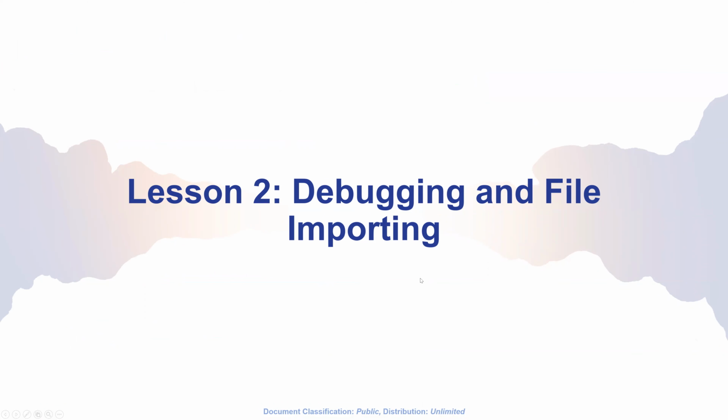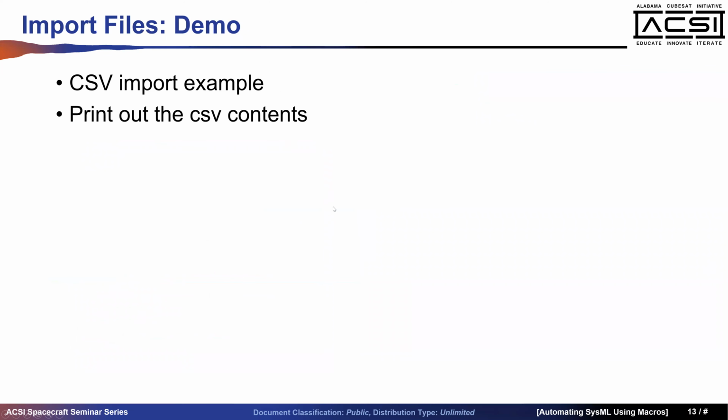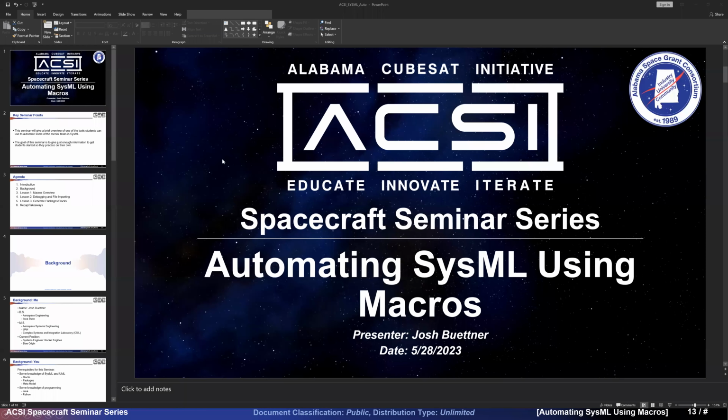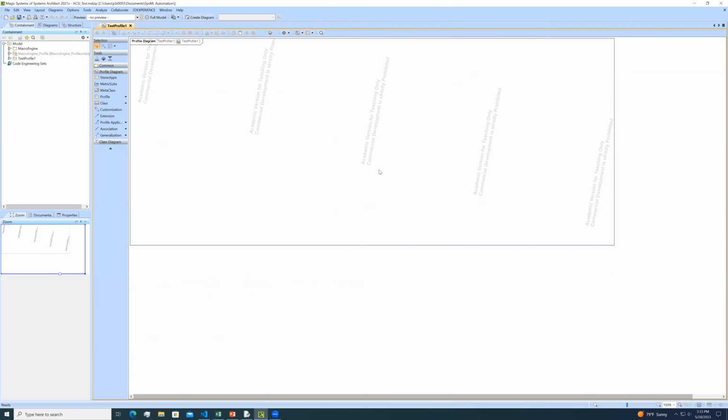So for lesson 2, I'm basically going to show you how to import a CSV file and then print out the contents of the CSV file in SysML. And you'll see why that's useful here in a second. But first, I'm going to exit out of that, and we're going to go into SysML here.